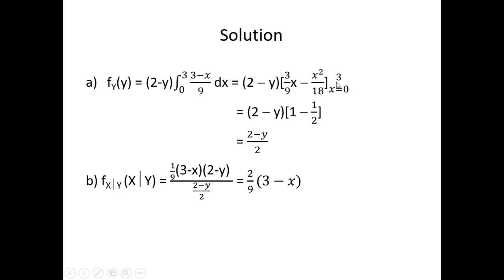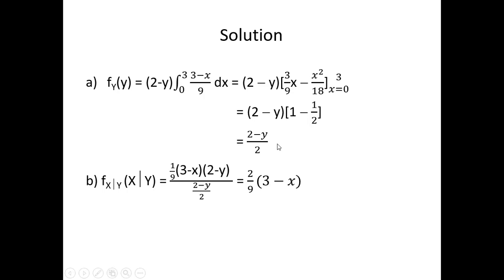So you could see when x is 3, we get 3 times 3 over 9, so I get 1. And this will give me 3 squared, 9 over 18, which is a half. And then when x is 0, I just get 0. So this term is just 1 minus a half, which is a half. You could see our final answer here is (2 minus y) over 2.